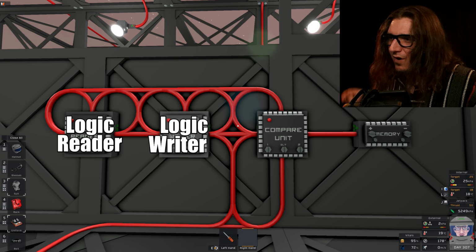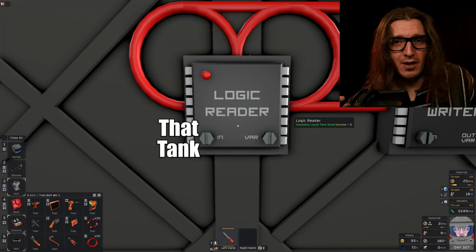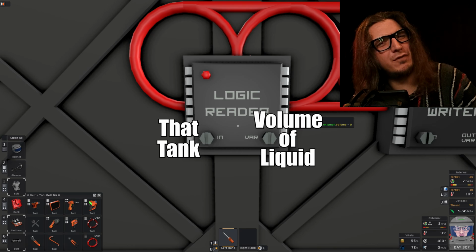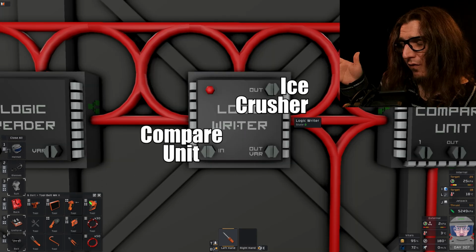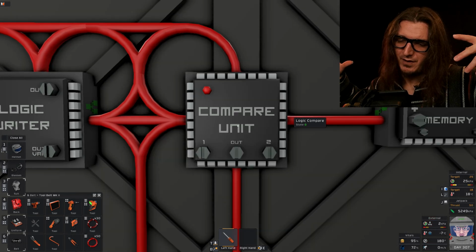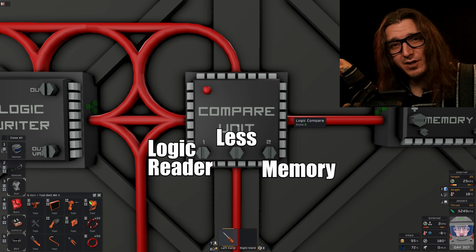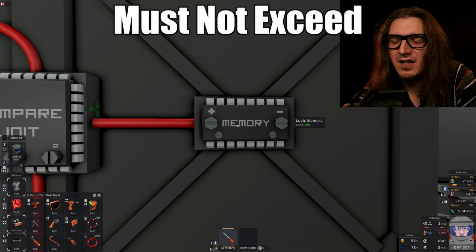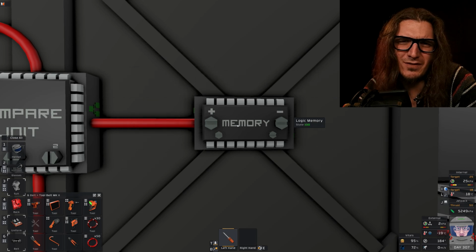Logic reader, logic writer, compare unit, memory. Logic reader in is that tank we hooked up to, and the variable is volume of liquid. Logic writer in is compare unit. Out will be the ice crusher. Variable is on. Compare unit: one is logic reader, out is less, and two is memory. As for the memory, right now we've just set it to 100 for test purposes. This'll work.